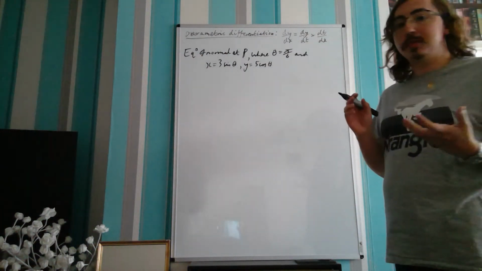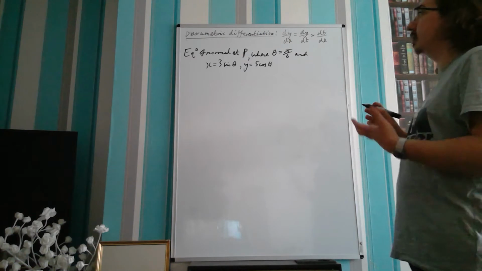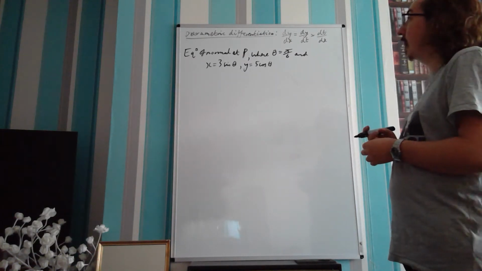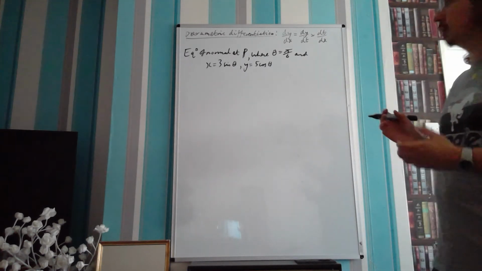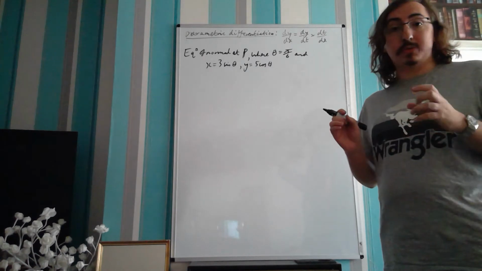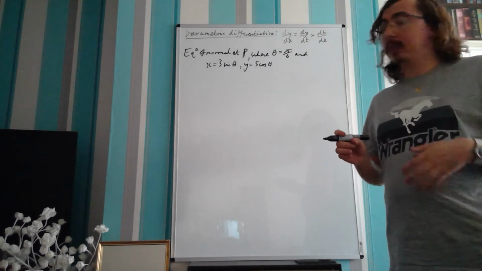Okay, so for this question, we want to look at finding the equation of the normal at P, where theta equals pi over 6, and the curve is given by the parametric equations x is equal to 3 sine theta and y is equal to 5 cos theta.